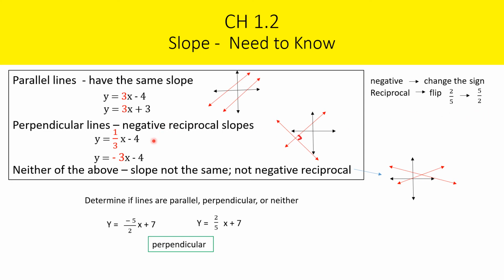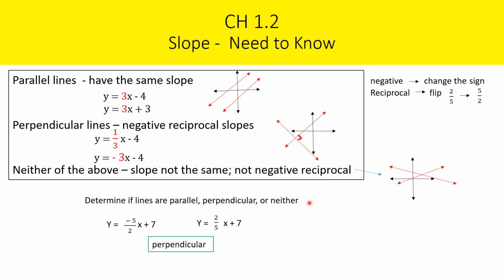So we come over here to our example, and we have a positive 1/3. So it has to now change to a negative, and the 1/3 has to flip to be 3/1. But 3/1 is just the number 3. Both of these have to occur. The sign has to be changed and it has to be flipped. If neither of the above occur, they're not parallel or perpendicular, because the slopes won't be the same and they won't be negative reciprocals.